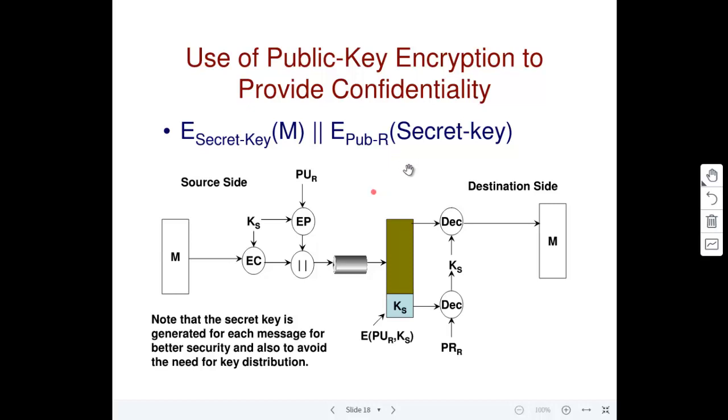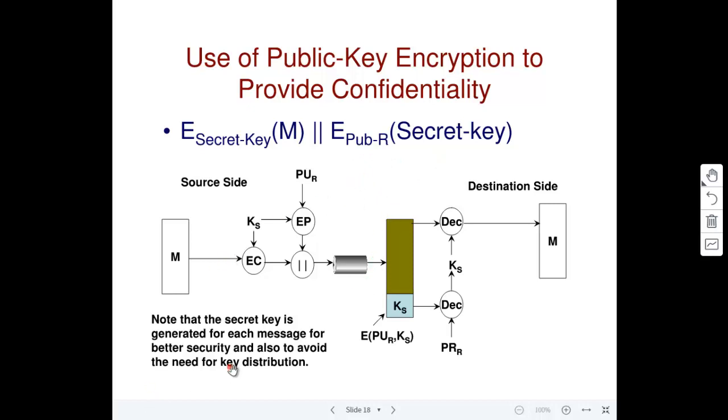So when the receiver gets the message, gets the whole thing, the receiver will first decrypt the second portion and get the secret key that was used to encrypt this message. So then the receiver can apply the secret key and decrypt the message. So when I say secret key, it means symmetric key encryption. So it's the same key that is used for both encryption and decryption. So this way you can provide confidentiality because nobody else will be able to decrypt and get the secret key other than the intended receiver.